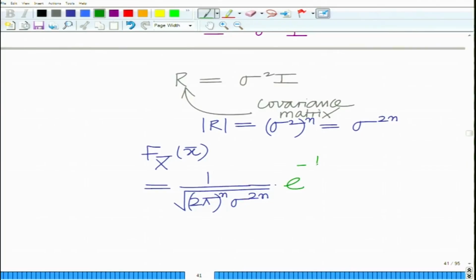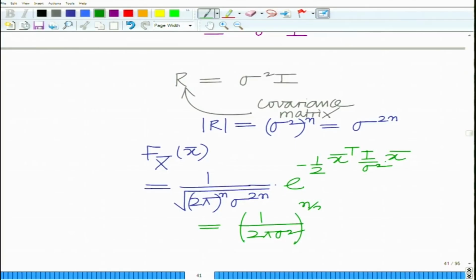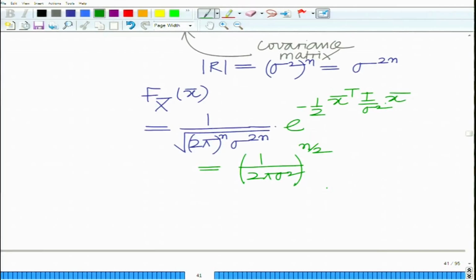times e raised to minus half x bar minus mu bar transpose R inverse. R is sigma square identity, so R inverse is identity divided by sigma square, times x bar. Now you can simplify this as 1 over 2 pi sigma square raised to the power of n by 2 times e raised to minus half, or 1 over 2 sigma square, x bar transpose identity x bar, which is x bar transpose x bar.